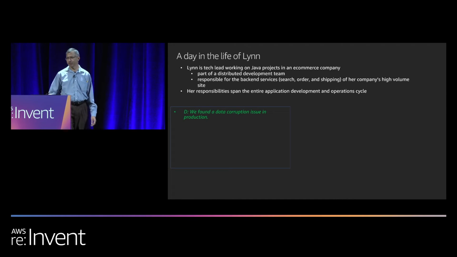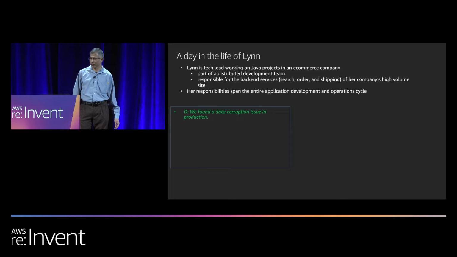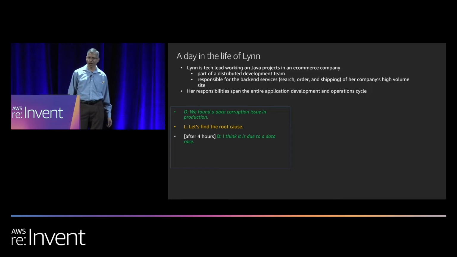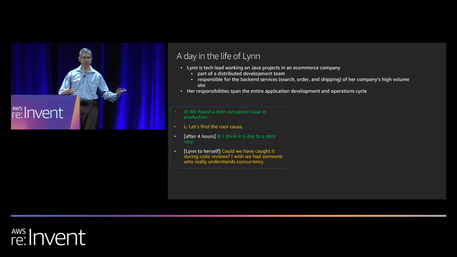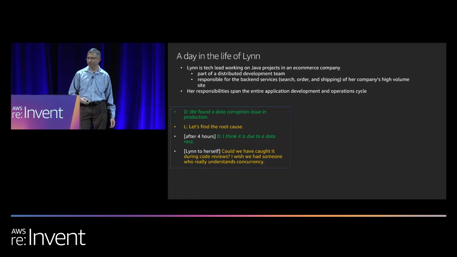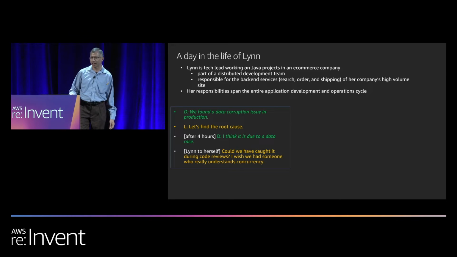So in the first interaction, a developer comes to Lynn and says, we found a data corruption issue in production. And Lynn says, okay, let's go ahead and find out what's going on here. And after 4 hours, the developer comes back and says, look, we have a concurrency issue, and that's the root cause of data corruption. And Lynn says, okay, let's go ahead and fix it. And at the same time, she thinks to herself, look, could we have found this issue earlier during our code reviews, and why is it showing up so late and having all this impact? And the other one, she also wishes that there are experts on concurrency in the team who can actually help the developers address these issues more proactively than reactively.